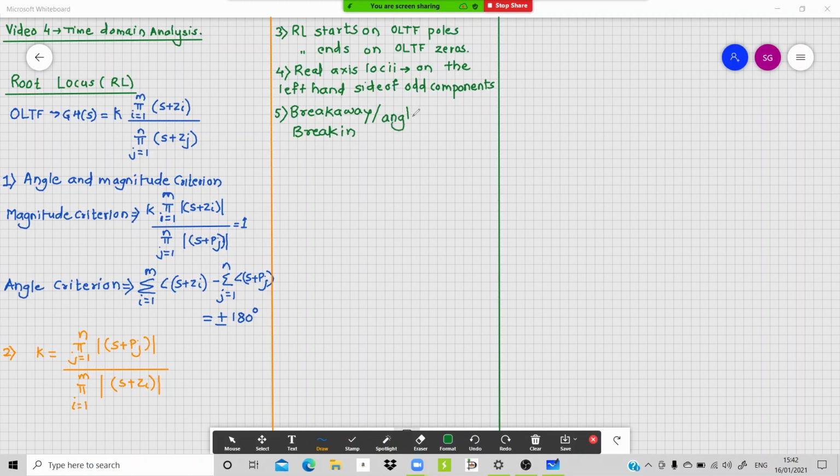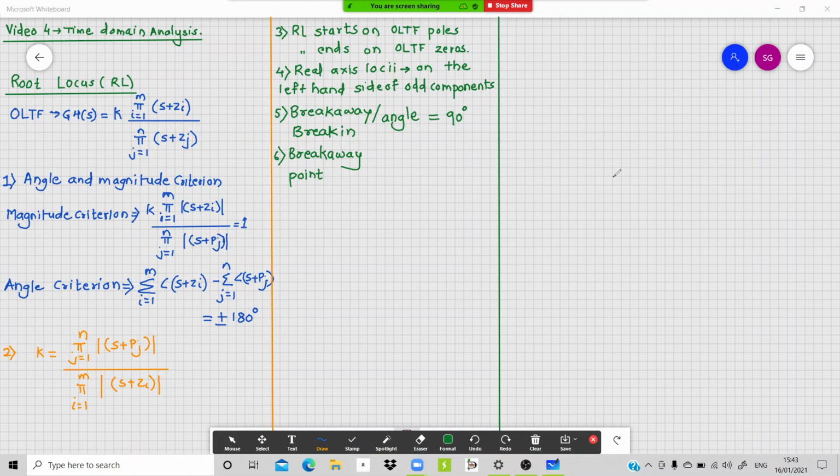Keep in your mind, for the time being, it is equal to 90 degrees. Mostly two poles are coming and breaking in or breaking away, so mostly the angle is going to be 90 degrees. Then the sixth one is the breakaway point, where it is going to break.